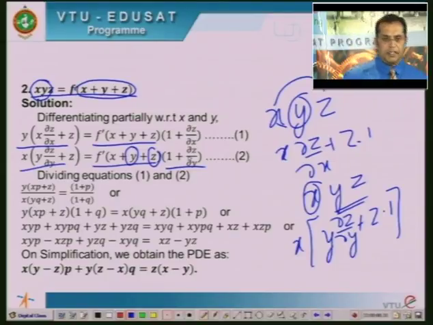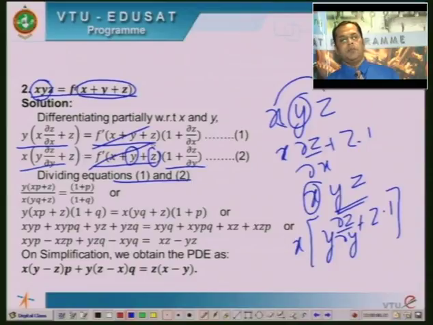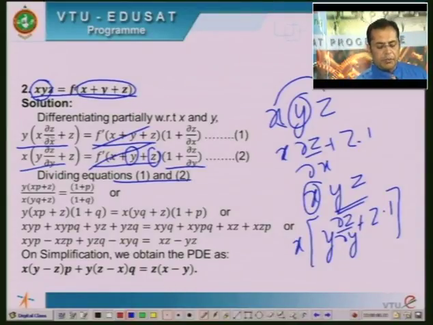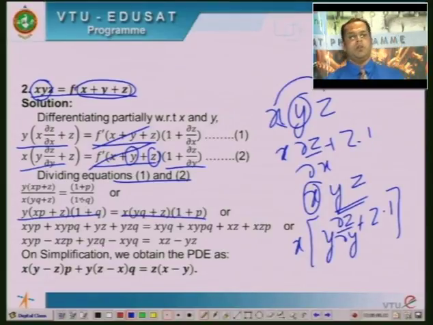So, as in the previous example, just divide the two expressions. Dividing equations 1 and 2, you can see, friends, that the f dash terms will cancel. The same thing happened in the previous example also. So, the left hand side will be y into (xp plus z) by x into (yq plus z) equal to (1 plus p) by (1 plus q). Simplify by cross multiplying. So, y into (xp plus z) into (1 plus q) will be equal to x into (yq plus z) into (1 plus p).